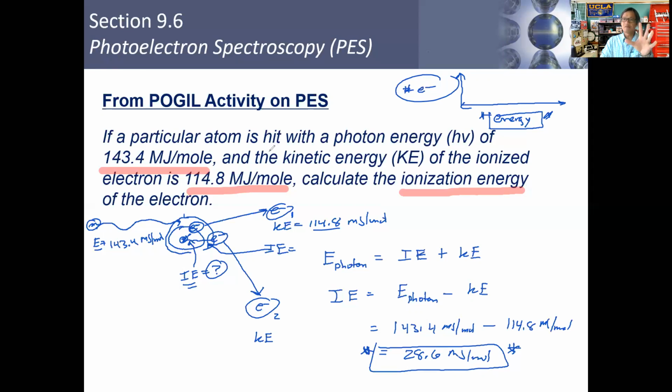So for the afternoon lecture, we're going to talk about how we can translate this material into graph form and be able to read the photoelectron spectrograph.